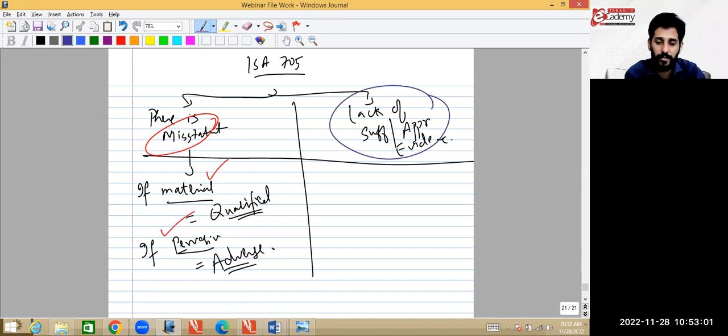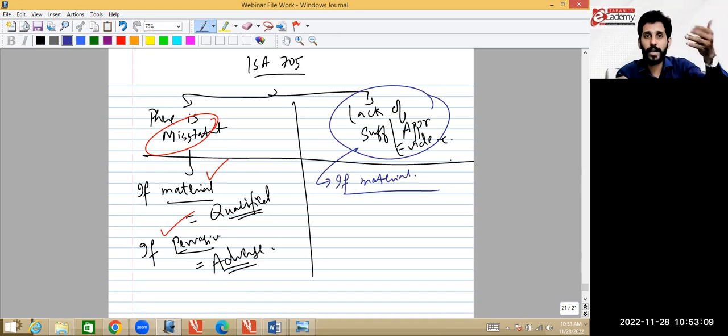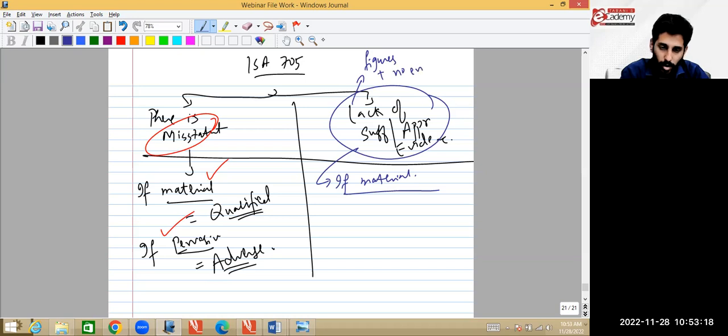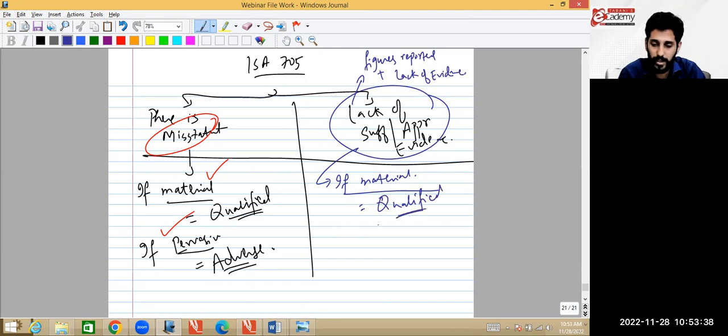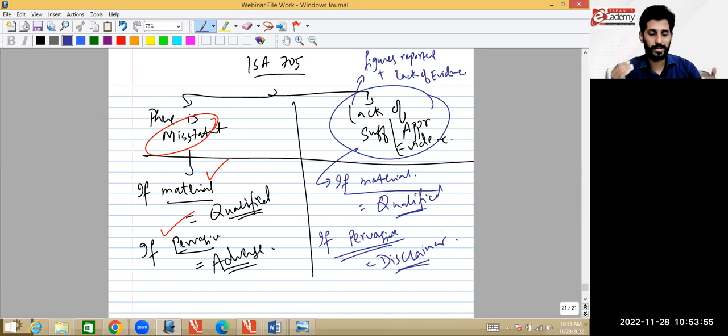And if there is lack of sufficient and appropriate evidence, and again it is material, now lack of sufficient and appropriate evidence means that figures are reported, but you do not have any evidence. That is, figures reported plus no evidence. If the figure is reported, but there is lack of evidence and the issue is material, then the qualified opinion shall be expressed. And if the issue is pervasive, then the disclaimer opinion shall be expressed, right? So these are the things for ISA 705.